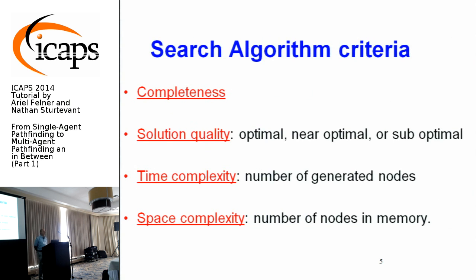And we have to keep in mind that search algorithms have a number of criteria. They should be complete. If it's incomplete, then that is very problematic. And then we have the natural trade-off between space complexity, time complexity, and solution quality. So we have to keep this in mind.